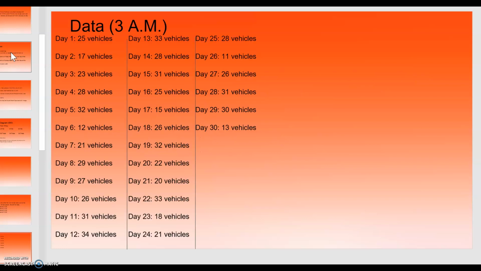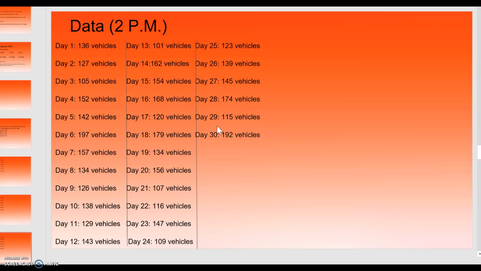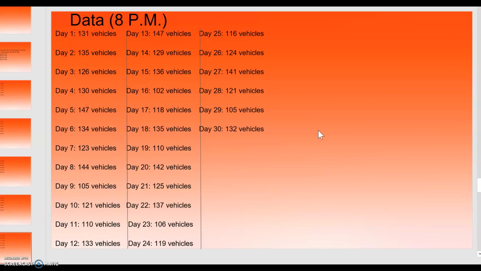Okay, so this is their data for a total of how many days? 30 days, counting the vehicles at 3 a.m. This is for 7 a.m., and again, this is going to be for a total of 30 days over here. Again, 30 days, and they're counting the vehicles. This is 2 in the afternoon. This is going to be at 5 p.m., and then again at 8 p.m. And a lot of data here.